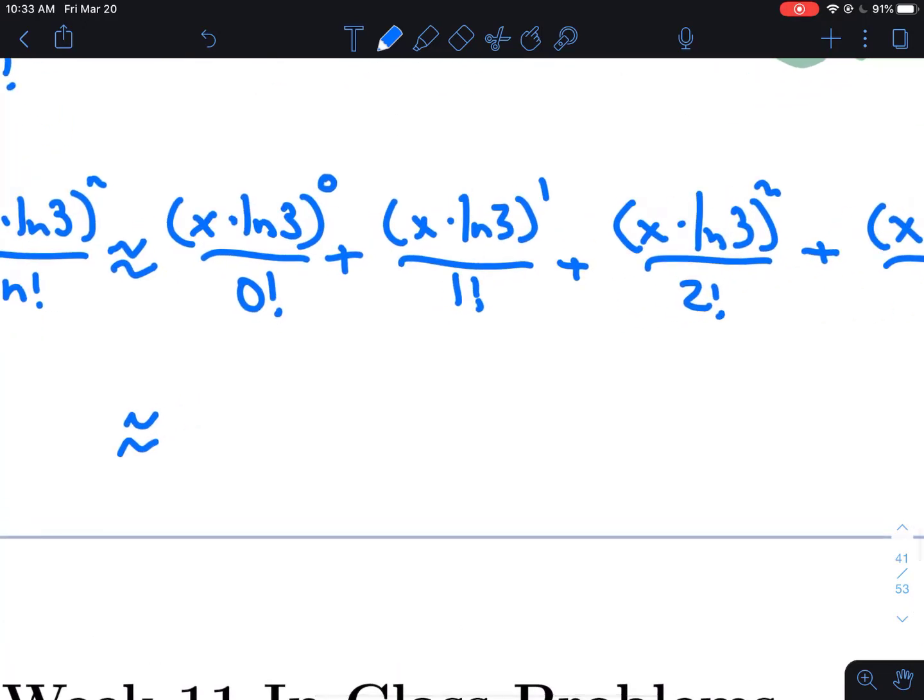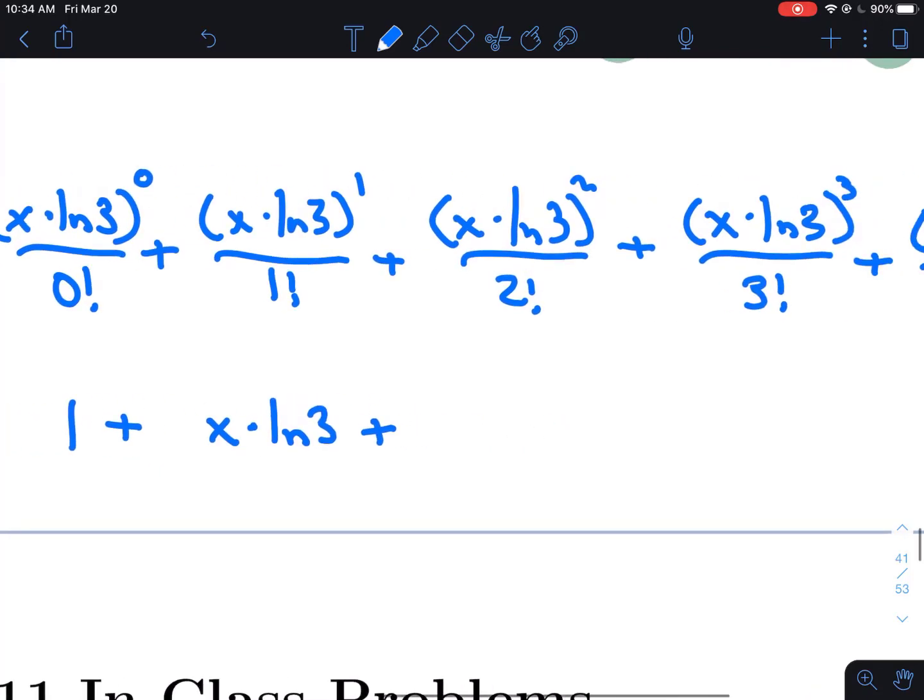Anything raised to the 0th power is just 1. 0 factorial, this is the weird one. Remember, 0 factorial is equal to 1 as well. So this is just 1 divided by 1, or we could just write it as 1. Okay, things raised to the 1st power. Well, that's rather boring here. It's just going to be itself, x times the natural log of 3, and 1 factorial, also 1.